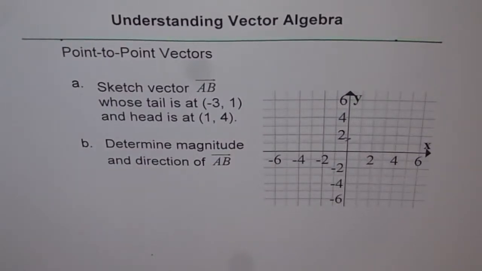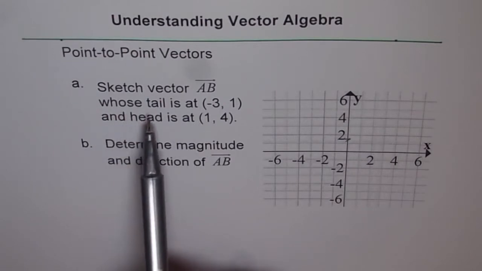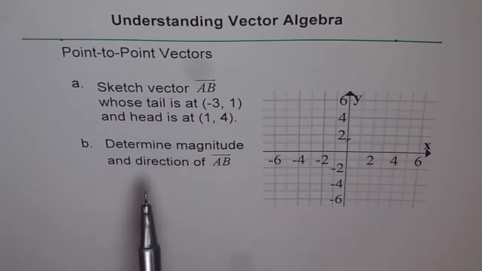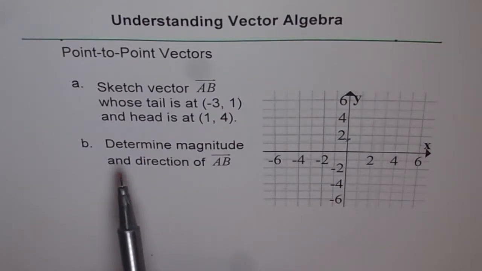Understanding vector algebra. Here we have a point-to-point vector, and we'll now understand how to find the magnitude and direction of our vector. Part A: sketch vector AB whose tail is at -3, 1 and head is at 1, 4. And part B is to determine the magnitude and direction of AB. So we will do this problem now and understand how to find the magnitude and direction of a given vector.